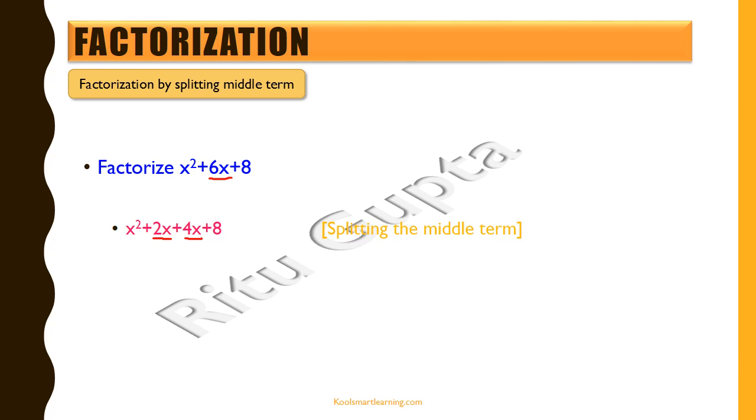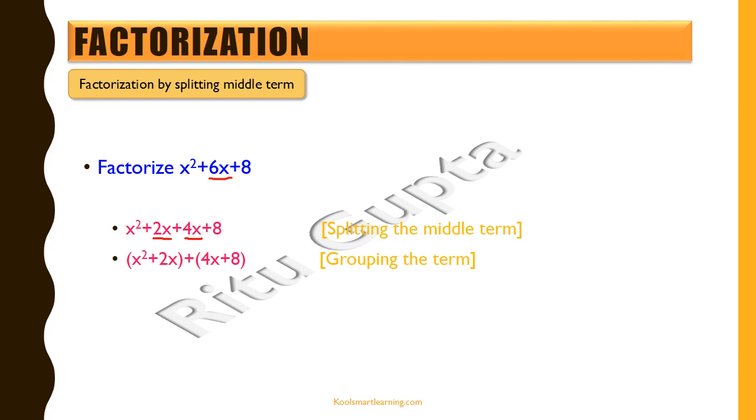Now 6x could have been broken up into 3x plus 3x also. But you will see that 3x plus 3x gives you 6x, but 3 multiplied by 3 is not giving us 8. So it is not meeting the criteria that b1 plus b2 is equal to b, and b1 multiplied by b2 is equal to a into c. So that is why we have the only option of breaking it into 2x and 4x.